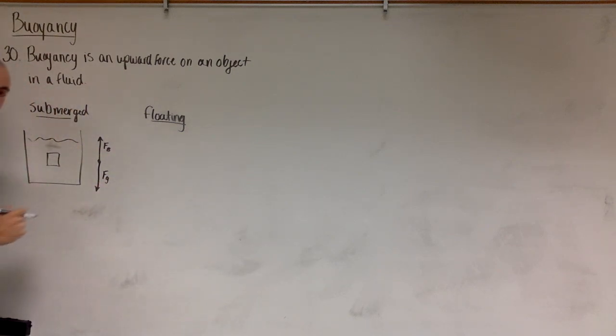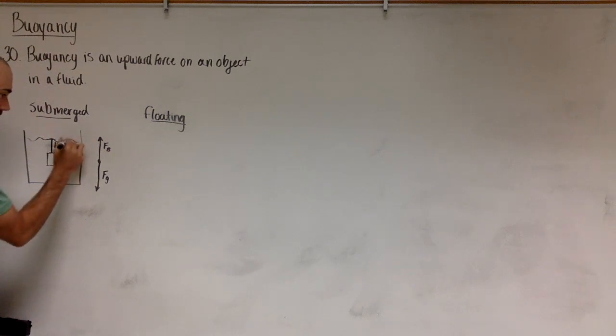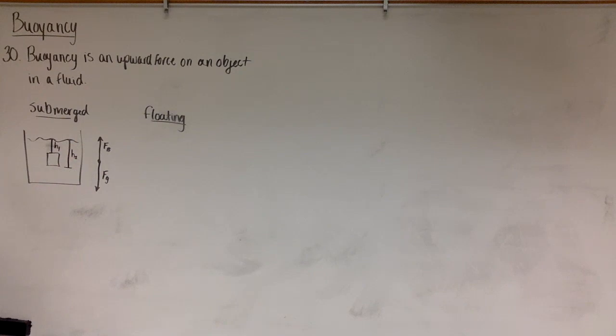In this instance, we've got a cube at some distance h1 below the surface, and the bottom of it is h2 below the surface. What we're going to look at now is how the pressure is different on the top and the bottom. We know that pressure increases with depth. As you go down, pressure goes up. So the pressure at the top should be less than the pressure at the bottom.